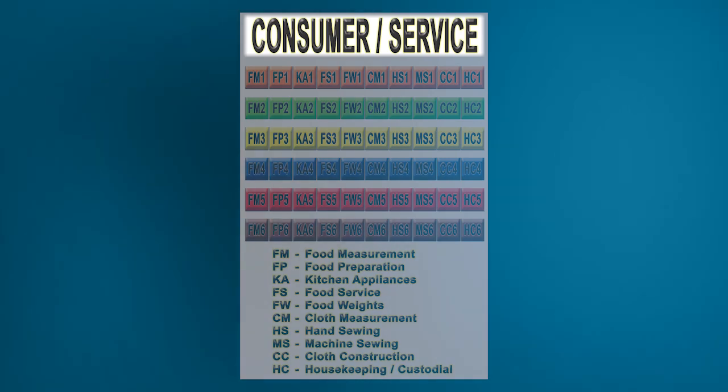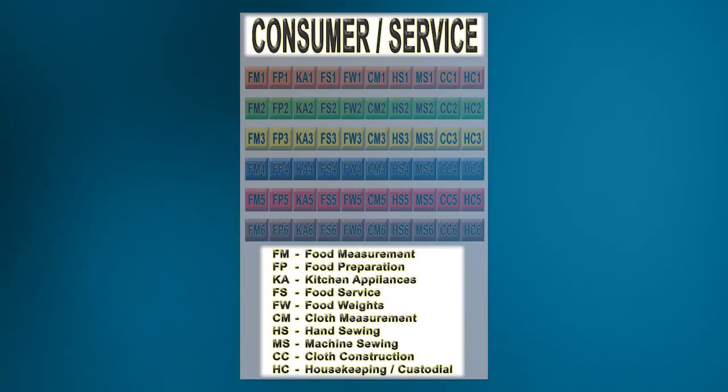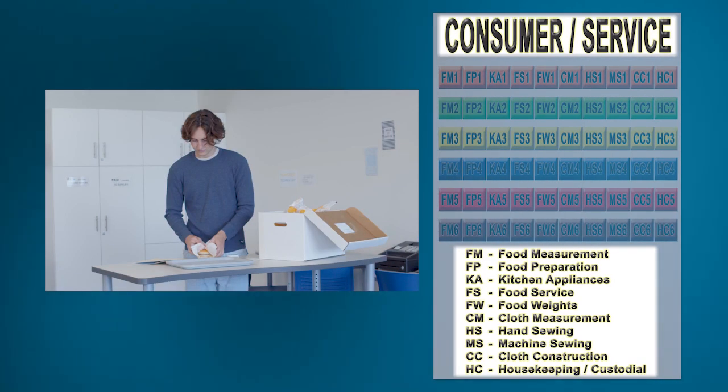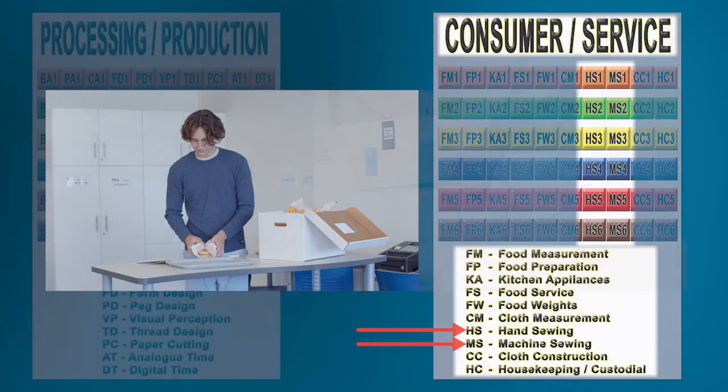Each component is made up of 8 to 10 units. Each unit further distinguishes different skill sets within a field of employment. For instance, the consumer service component has a food measurement unit, a unit that covers common kitchen appliances, as well as units that assess and teach hand sewing and machine sewing skills.